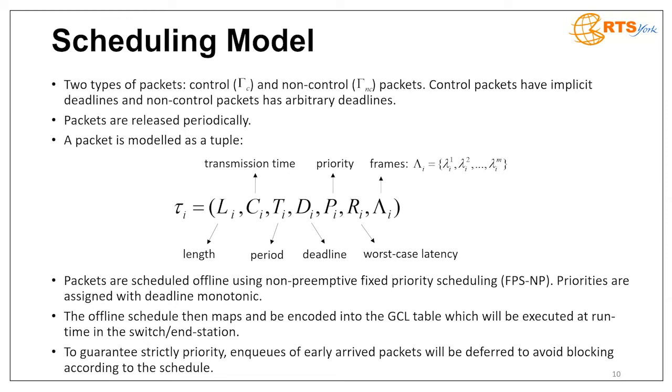We assume that the packets are scheduled offline using non-preemptive fixed priority scheduling, and priorities are assigned with deadline monotonic. This offline schedule will then be encoded into the GCL table, which will be executed at runtime in the switch or in the end station. In order to guarantee strict priority, the in-queuing of early arrived packets will be deferred to avoid blocking, according to the schedule.